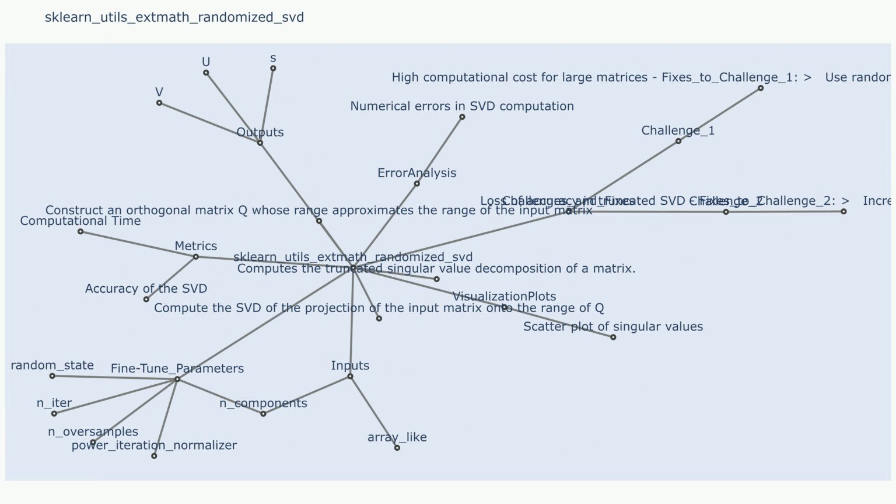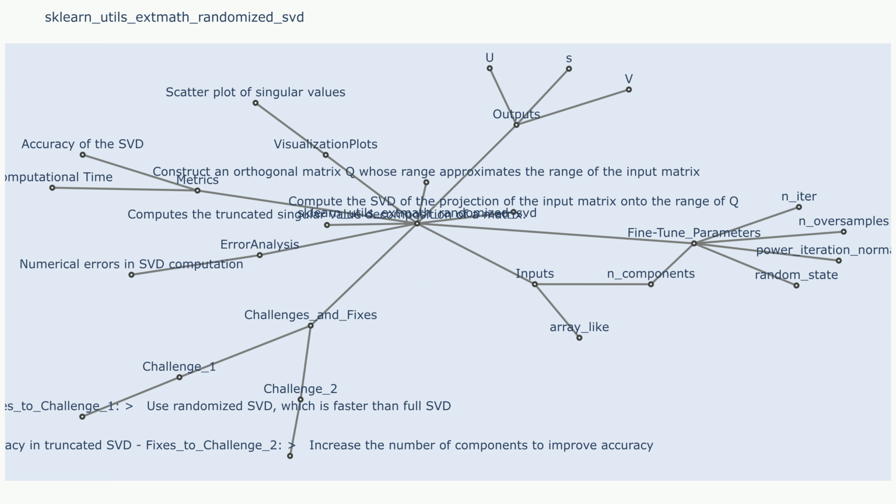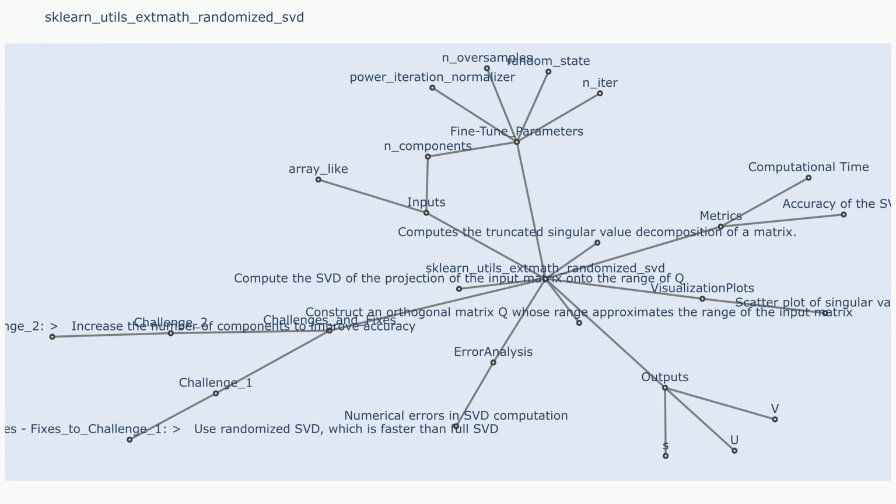Challenge 2: the randomized SVD algorithm can be computationally expensive for very large matrices. Sample use case that resulted in challenge 2: computing the SVD of a matrix with millions of rows and columns can take a long time. Fixes to challenge 2: using a distributed computing framework, such as Apache Spark, can help to speed up the computation.